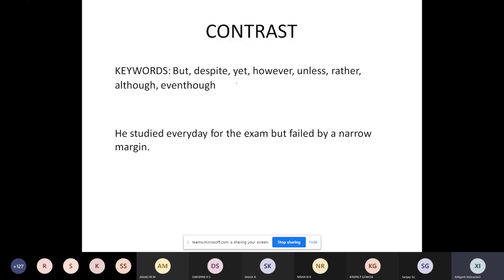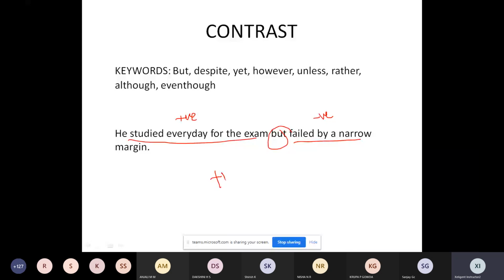Here is an example. He studied every day for the exam. This is in positive tone. But is the contrasting keyword. Failed by narrow margin. Failed is a negative word, so this is a negative tone. Contrasting type usually connects a positive phrase with a negative phrase or vice versa.